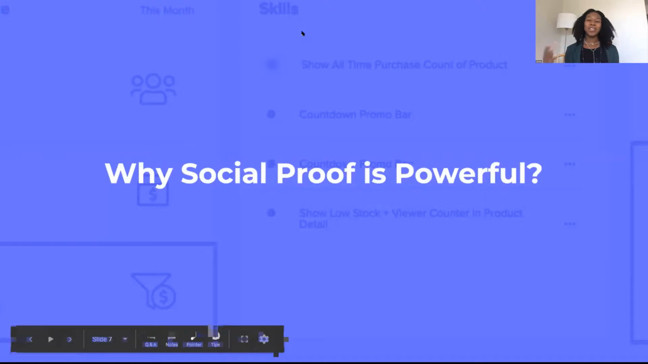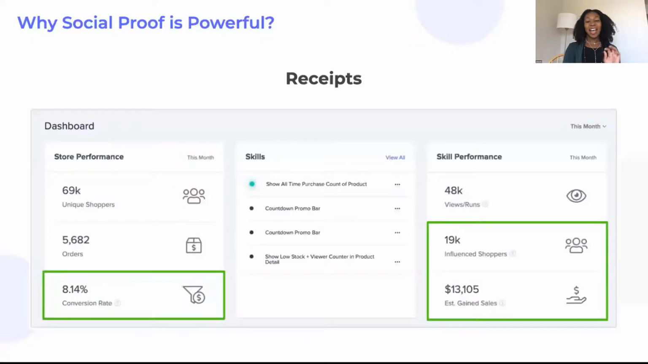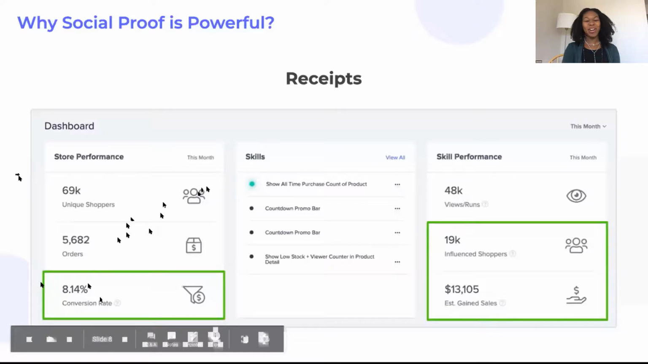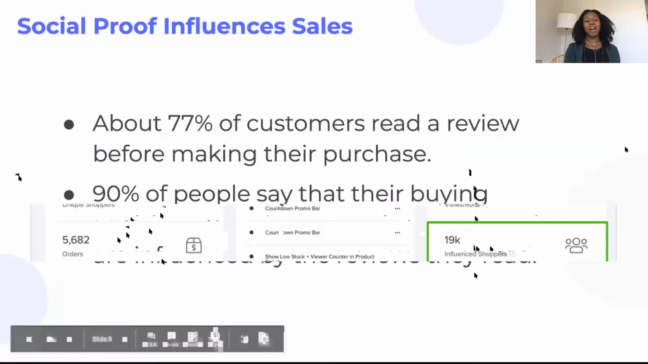So if you have user-generated content of a variety of different types of people interacting with and using your product, it helps to overcome those objections. And I have some receipts here. So you can see that it helps to boost some of our customers' conversion rates, and it influences your shoppers. And we also show that you have gained sales. So that's why social proof is so powerful.